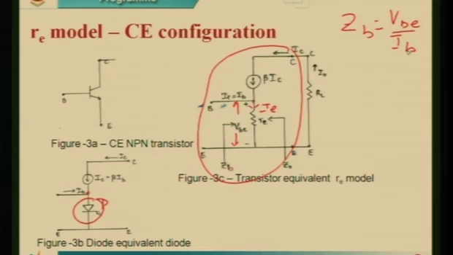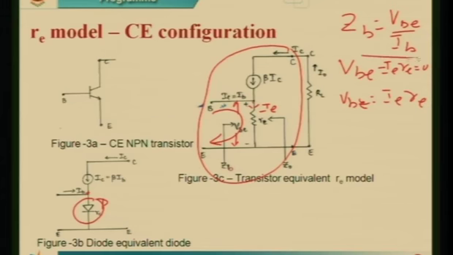To find ZB, we apply KVL to the path shown in the figure. The applied voltage VBE, there is no resistance, then minus IE times re equals 0. Solving this, VBE is equal to IE times re. Then by definition, the input impedance ZB is given by VBE by IB, or VI by IB.